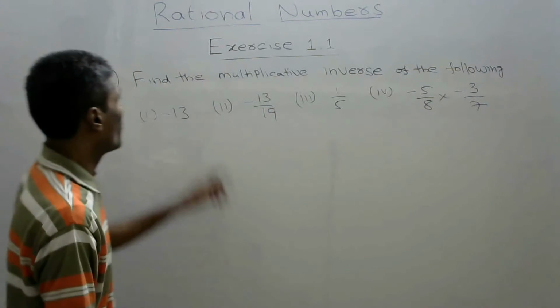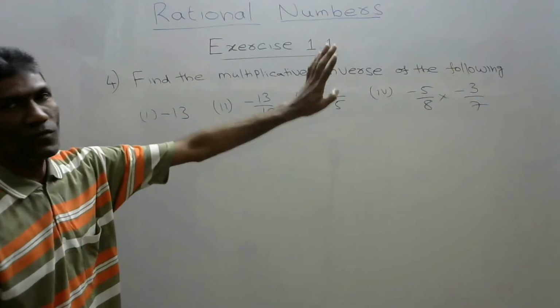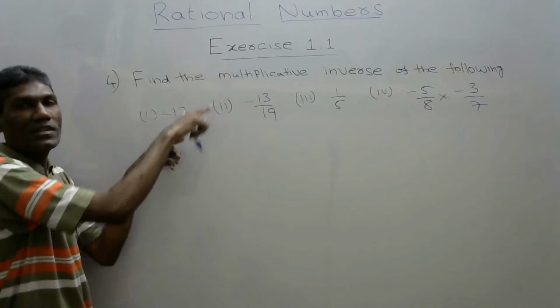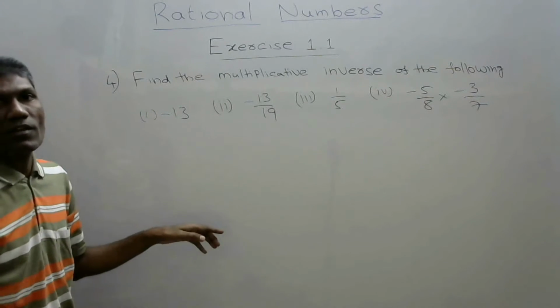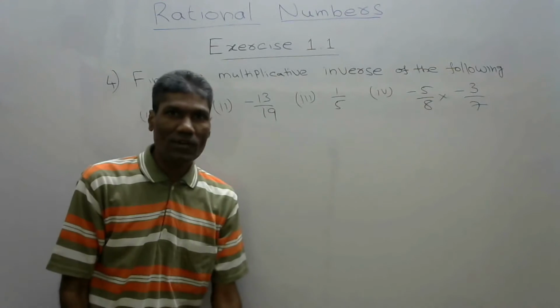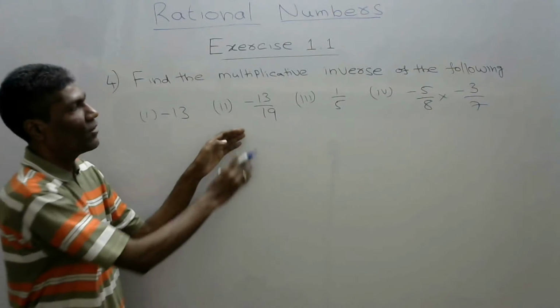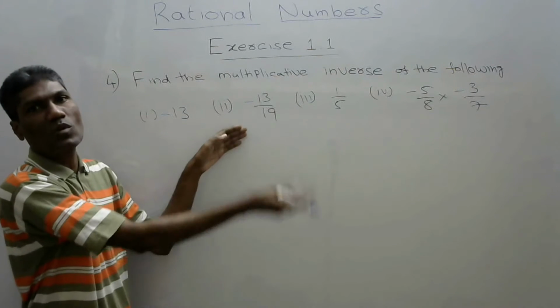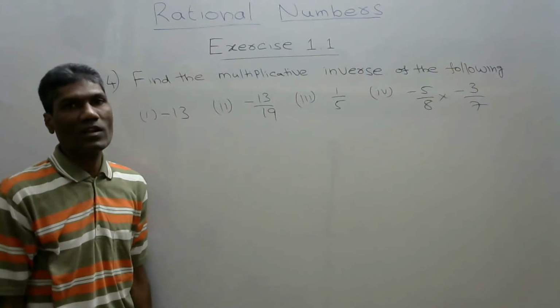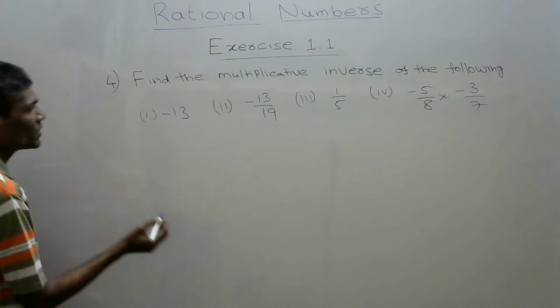Find the multiplicative inverse of the following. Remember, what is the multiplicative inverse? The number with which if we multiply, the product will be 1. For that, we will take the reciprocal of it. That is, we will interchange numerator and denominator. Let us start with the first question.